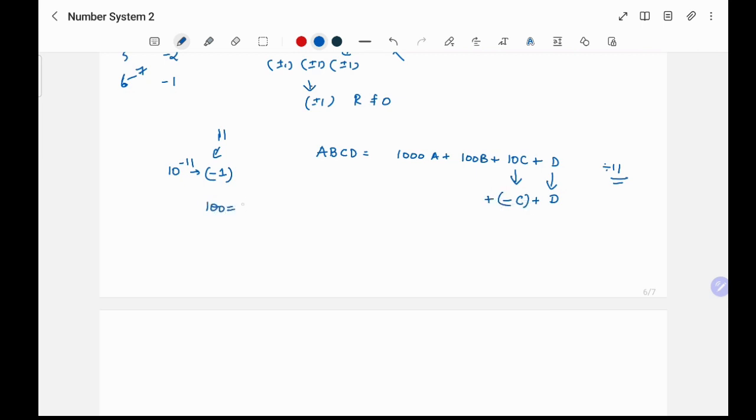100 is nothing but 9 into 11 plus 1. So the remainder is 1. So we write B as it is. Next we go to 1000.